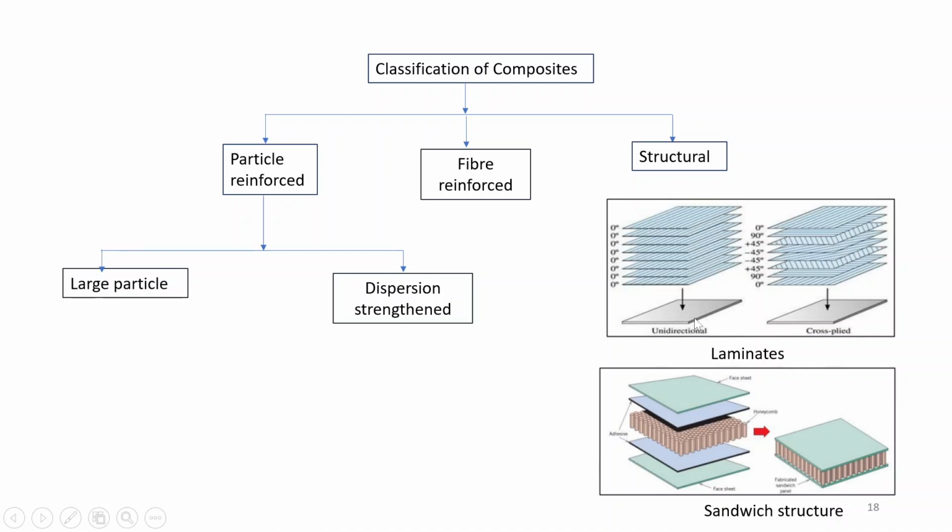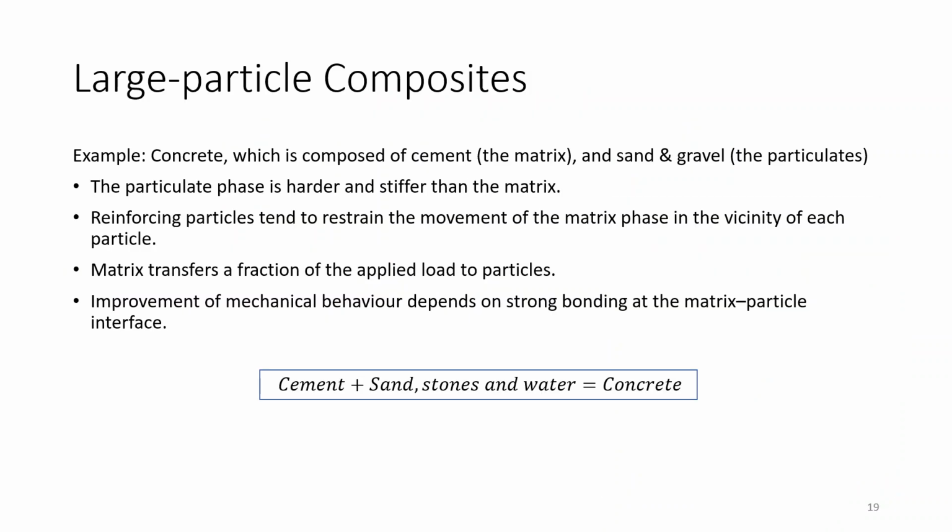So this is unidirectional and this is cross ply. And the next type is sandwich structure. Next is large particle composites.